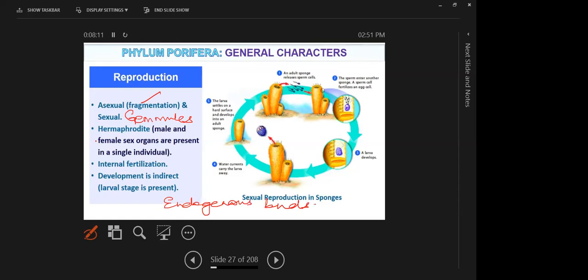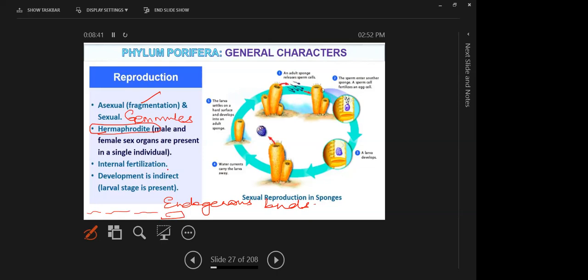Male and female are present. The sex organs of male and female are present in the same body. Then what do you call such an organism? Hermaphrodite. In plants, we call it bisexual, and here it is hermaphrodite. Fertilization is internal, and a larval stage is always formed. This larva grows bigger, and then an adult is formed. Okay, so this much is the information.